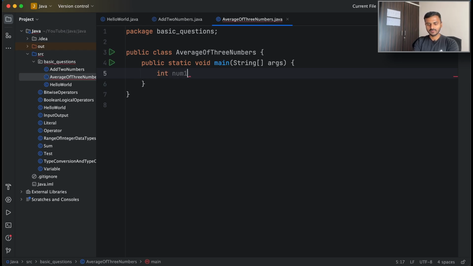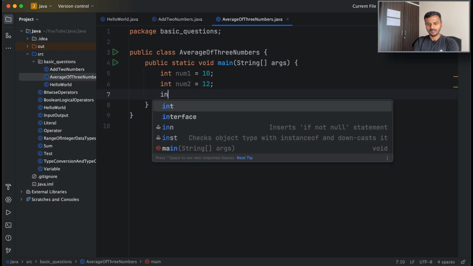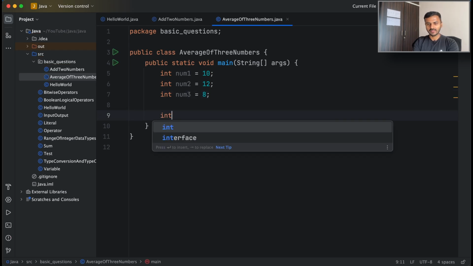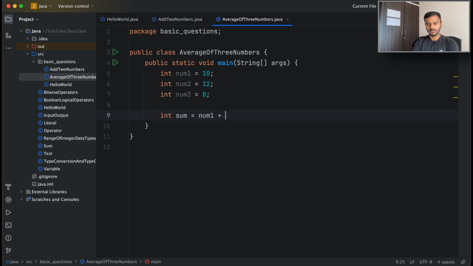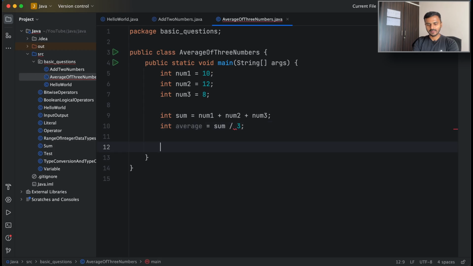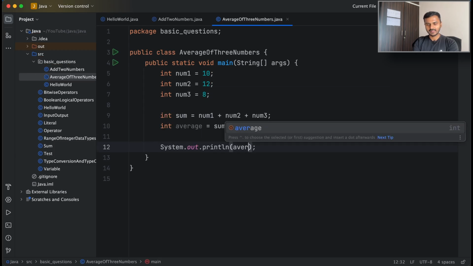The first thing we will do is, of course, have three numbers. So let's say I take int num1 is equal to 10, num2 is equal to, let's say, 12, and num3 is equal to, say, 8. Then what we need to do is find the sum. For that, we can say int sum is equal to num1 plus num2 plus num3. And then in order to find the average, we can say int average is equal to sum divided by 3. And then lastly, we can print the value of average.